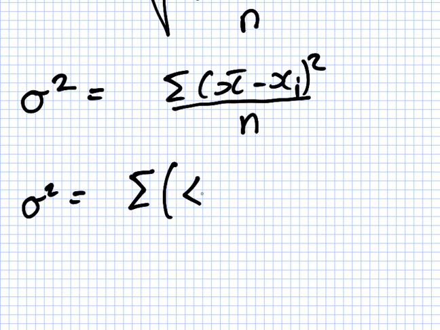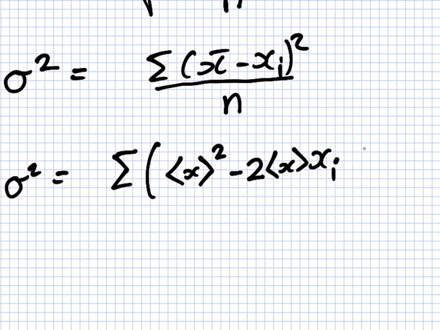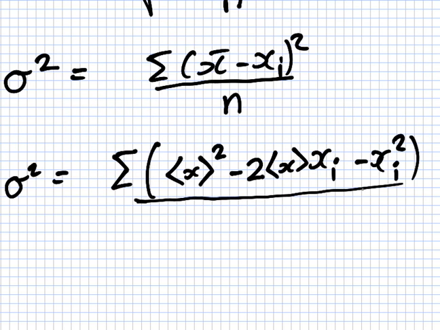So this is average squared minus twice average xi minus xi squared over n. So I just square the brackets, but I'm just writing average now this way.